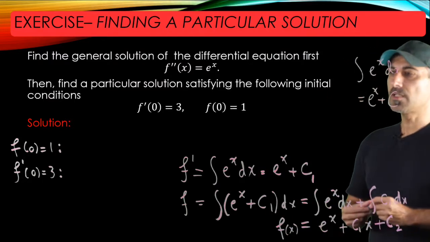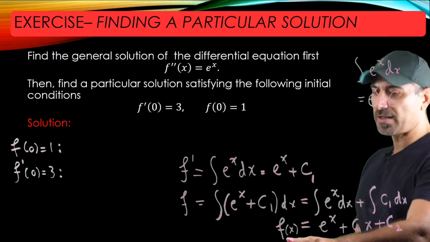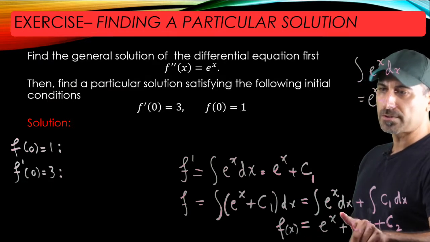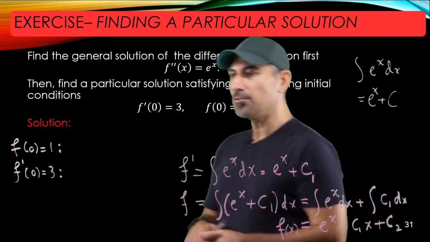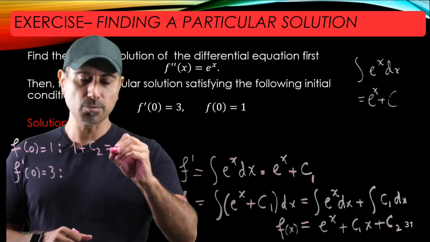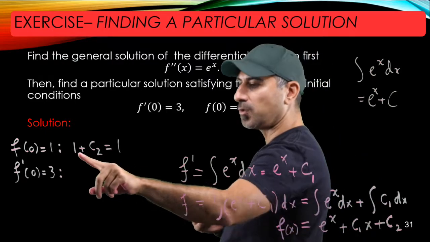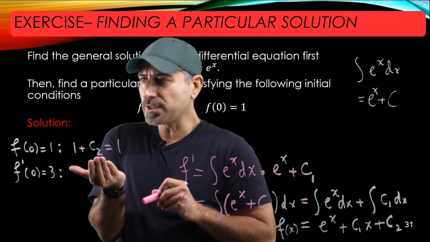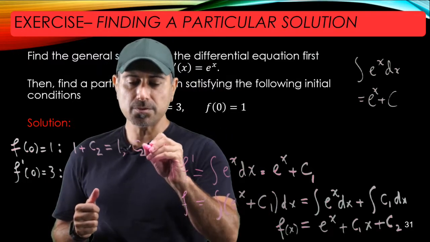And here we go. So we have f of 0 equals 1. All I'm going to do is function evaluation at 0. So f of 0 is equal to e to the 0, and this term is going to be gone, plus c2. e to the 0 is 1. So this is equal to 1 plus c2 equals 1. So the first initial condition provides us 1 plus c2 equals 1. And I can go ahead and solve this equation for c2 by subtracting 1 from both sides. So in turn, I get c2 equals 0.